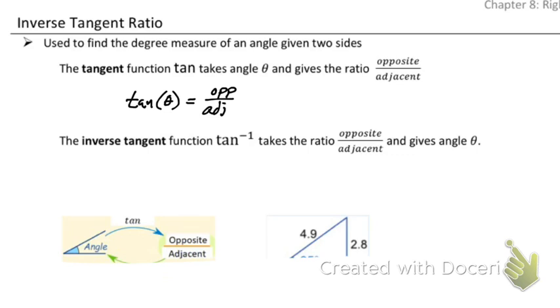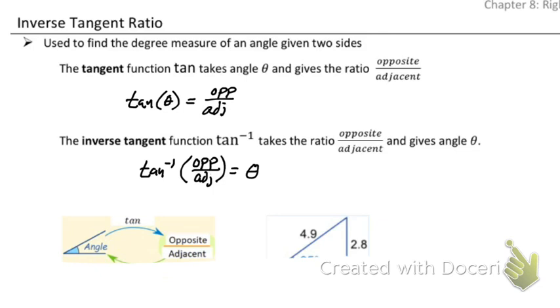The inverse, however, is going to take those sides and spit out an angle. So what's going to happen is these two things are going to switch places. Our tan inverse is going to look like this: tan inverse of the opposite over adjacent is going to equal the angle. So we're going to use the tangent function anytime a side is missing.